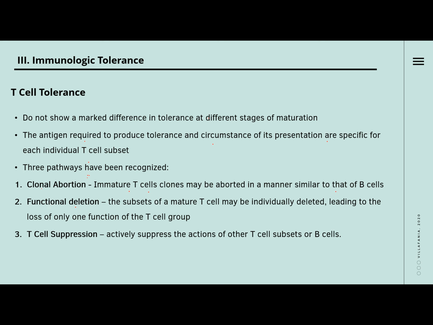Then we have your functional deletion. The subsets of a mature T cell may be individually deleted, leading to the loss of only one function of the T cell group. And your T cell suppression, which would actively suppress the actions of other T cell subsets or B cells.